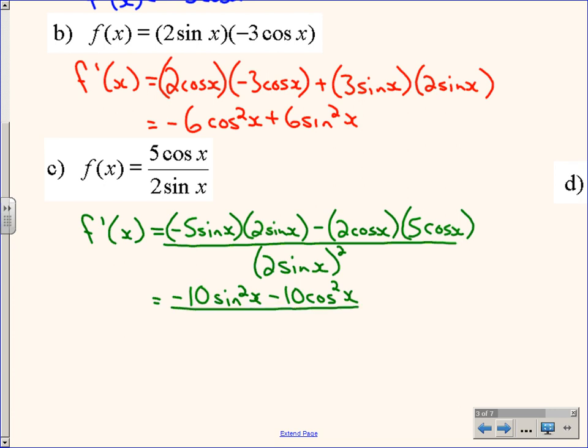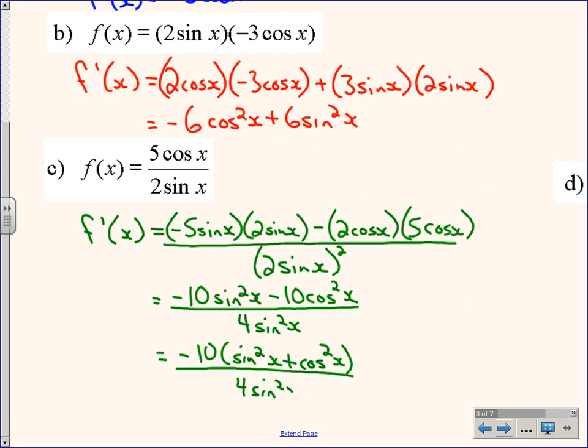On the bottom, the 2 squared becomes a 4 and sine squared x. And this one actually turns out really neat from a math teacher's geekiness perspective. The minus 10 can factor out at the top, leaves you with sine squared x plus cos squared x, and you've got it like that, over 5 sine squared x.